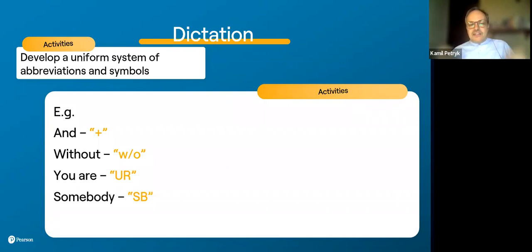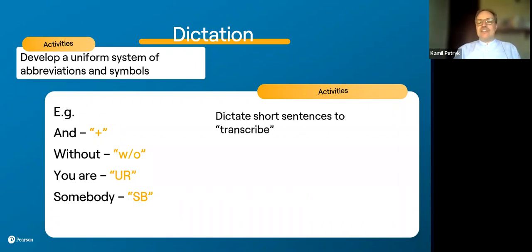So there are a lot of symbols or abbreviations that you can easily introduce, work on and practice with the students, and help them develop. But it's important that the system is consistent, right? Because if it's not consistent, it will not work. So that has to be consistent. And "and" should always be a plus, for example. And it would be good to run activities practicing that from time to time.